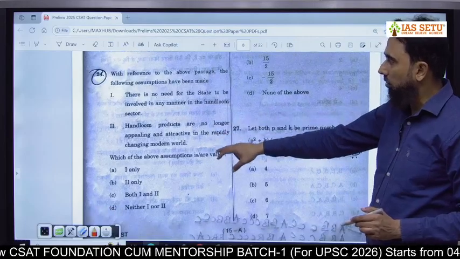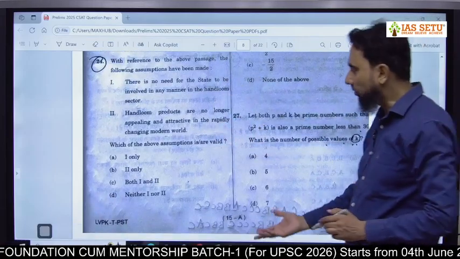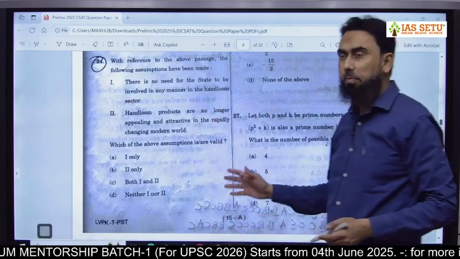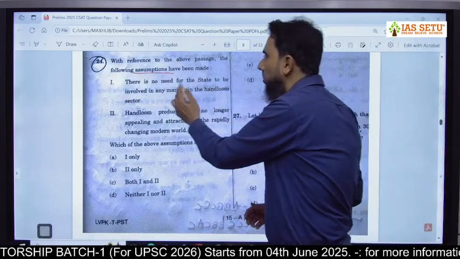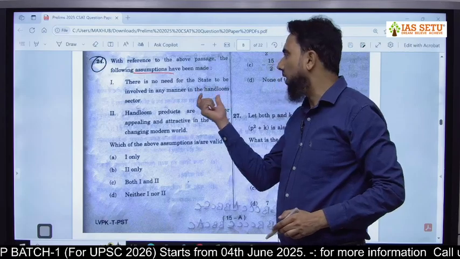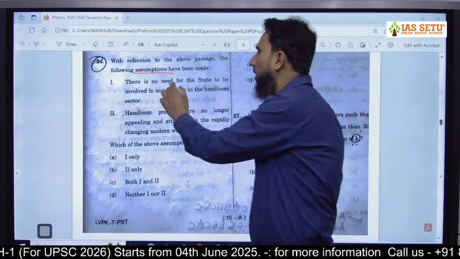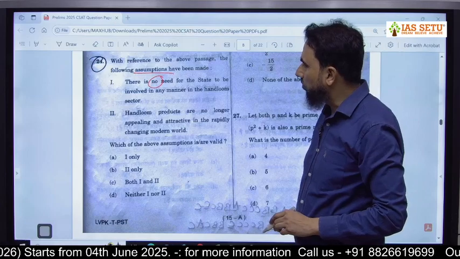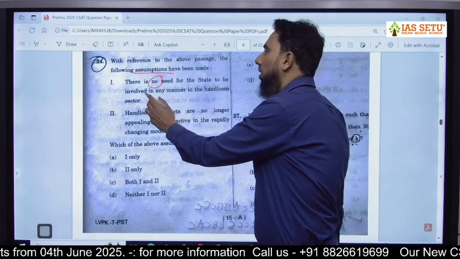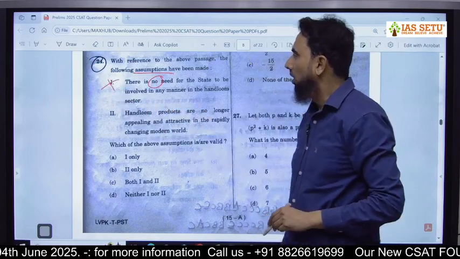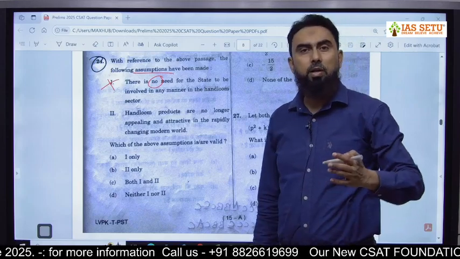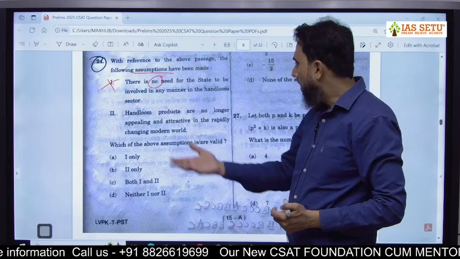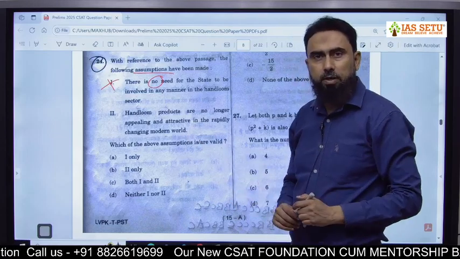Now the second question, as per the pattern of this paper, is of assumption. There is no need for the state to be involved in any manner in the handloom sector. Sounds very flashy, a very extreme notion. No need for the state to be involved in any manner in the handloom sector. We cannot choose this, and the author has said it is very legitimate. So option 1 seems to be falling out of the scope of the passage.